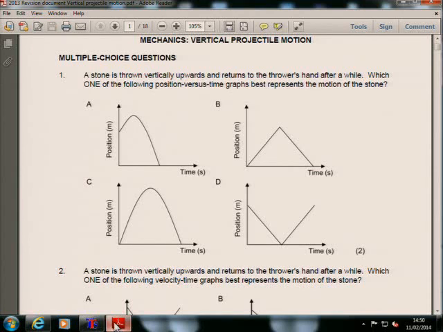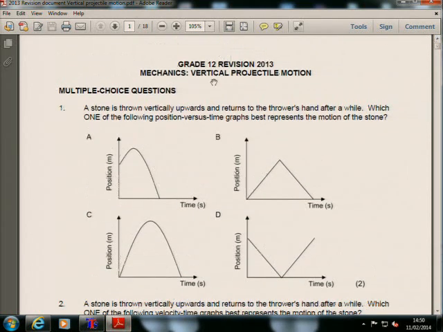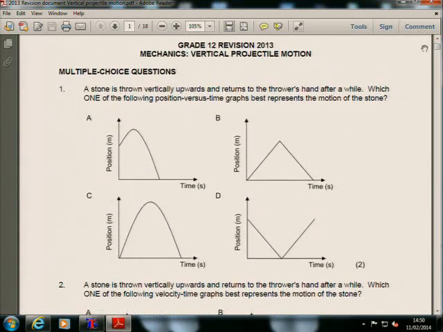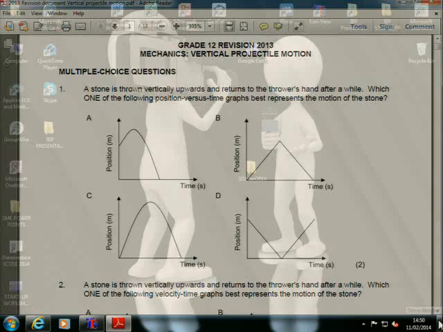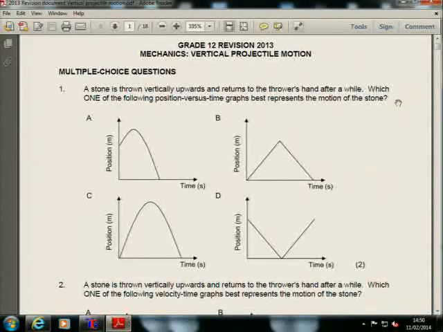However, a little bit later when we get to the work, you are going to physically work out this stuff. When you get this, you will see, I just want to show you, it's going to look exactly like this. I know it says Grade 12 Revision 2013 on the top, but this is really a good worksheet for vertical projectile motion. All the stuff that was examined last year in vertical projectile motion is examined this year again. So it is a good idea to make sure that you work through this worksheet.